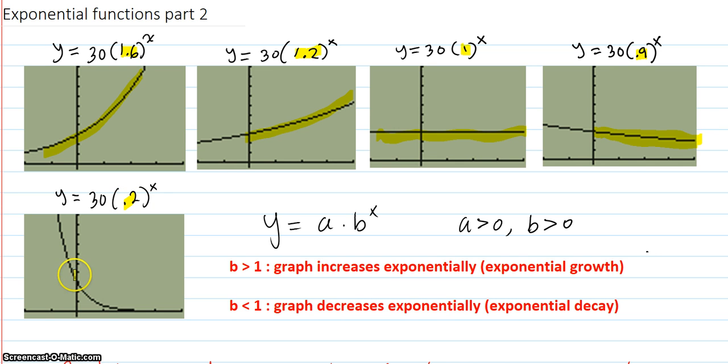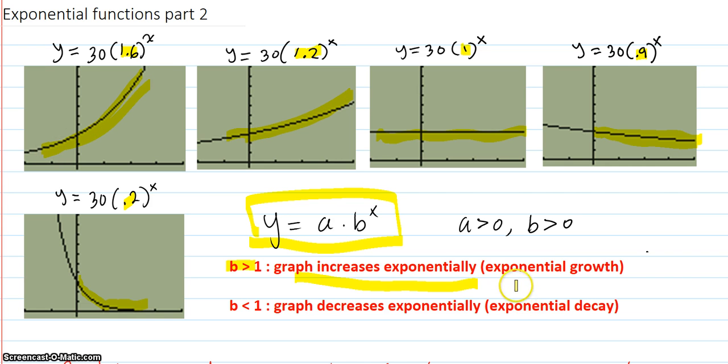0.2 is real small, so it goes down real fast, like that. So here are the rules about that. Here's your exponential equation form. If b is greater than 1, the graph increases exponentially. That's like one of these: exponential growth. If b is less than 1, the graph decreases exponentially. That's one of these, it goes down: exponential decay. And the b equal 1 case, nothing comes from that. That doesn't come up in practice.